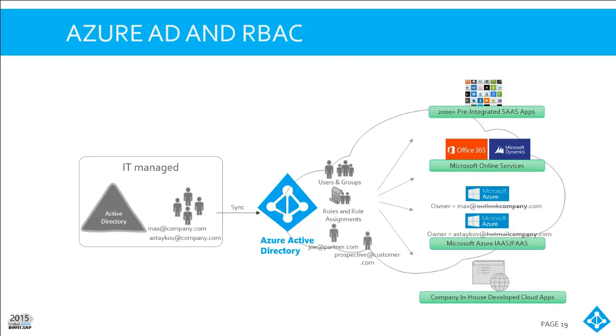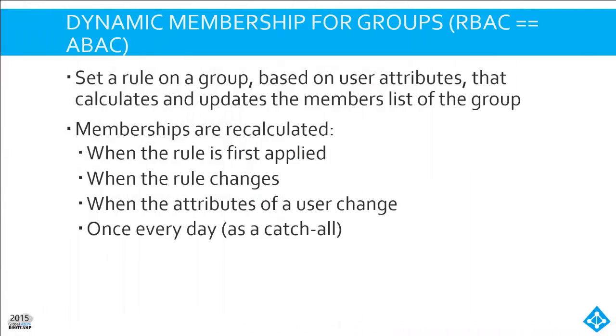And then we can apply fine-grained access control to all of the Azure resources and all of the software as a service applications in the cloud using role-based access control. Now, when we have directory synchronization, we can do something more. And this is the point where role-based access control becomes attribute-based access control.